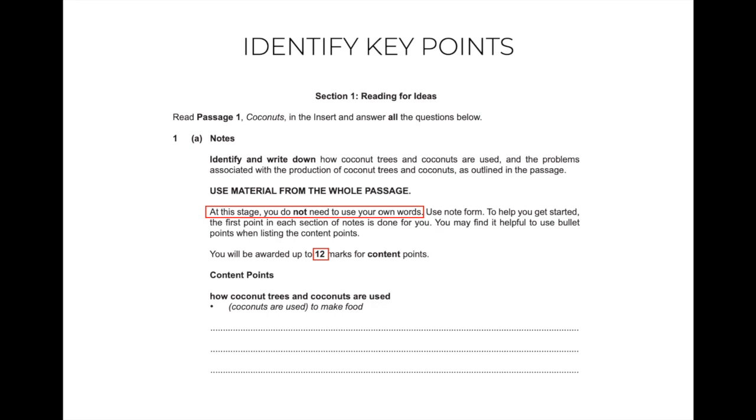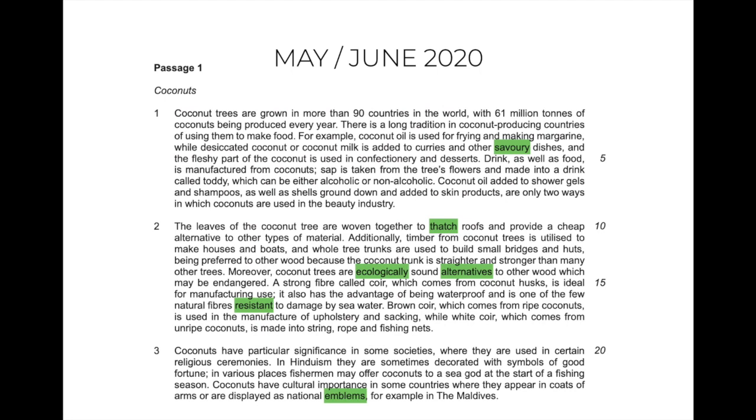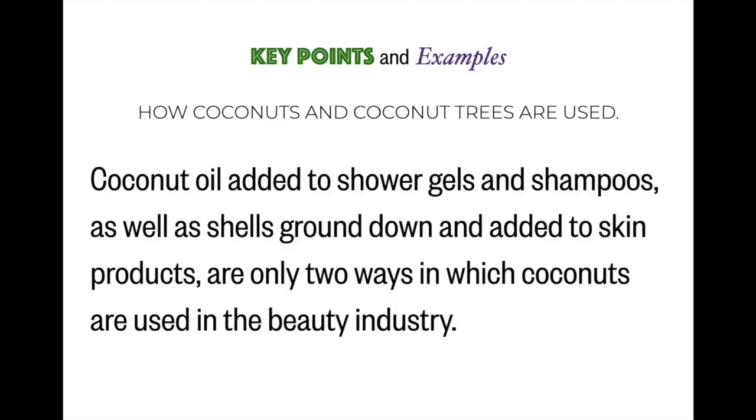The examiner gives you one example for free, but you don't get a mark for that. So your task would be to look at this text and find as many ways that coconuts and coconut trees are used, and write those down in your notes. Now, let's look at the difference between key points and examples. This is very, very important. Remember that we're looking for how coconuts and coconut trees are used, and this is a sentence from the text.